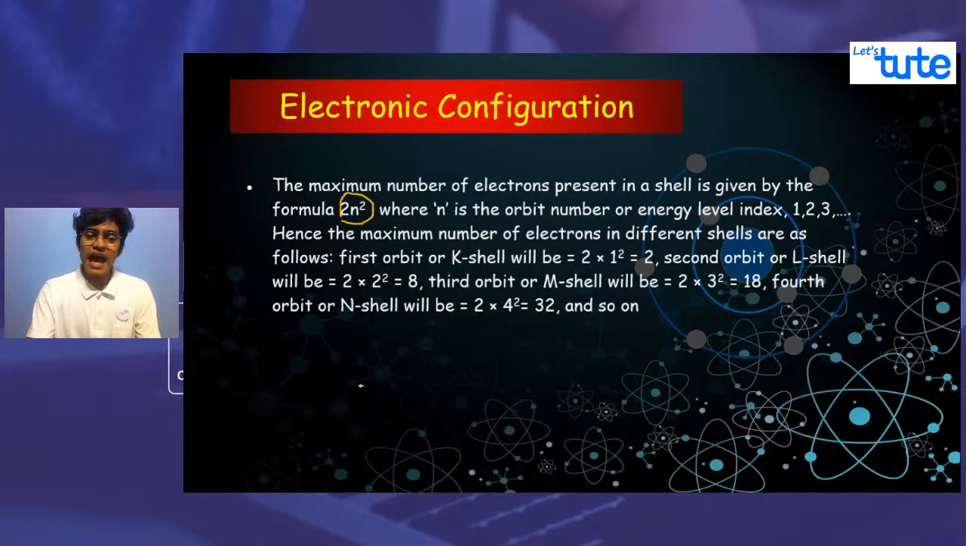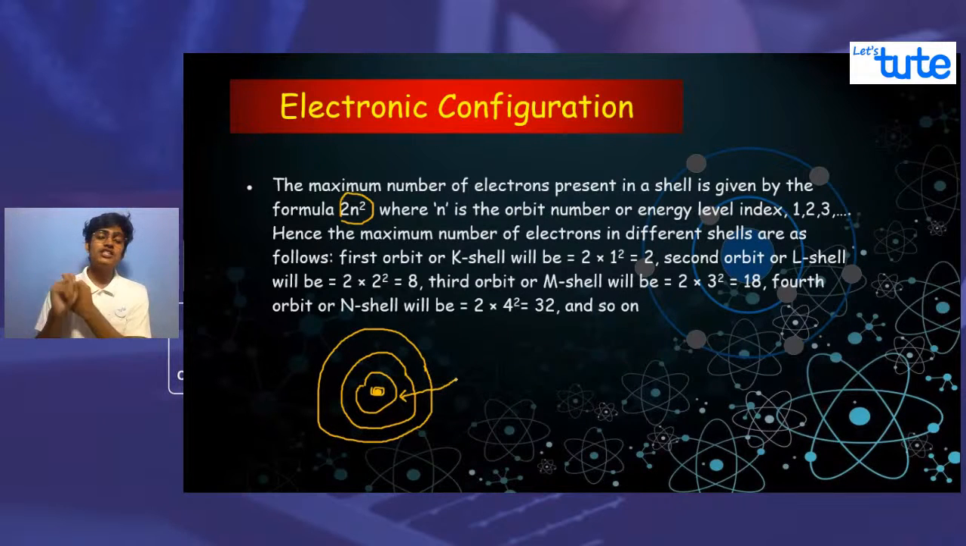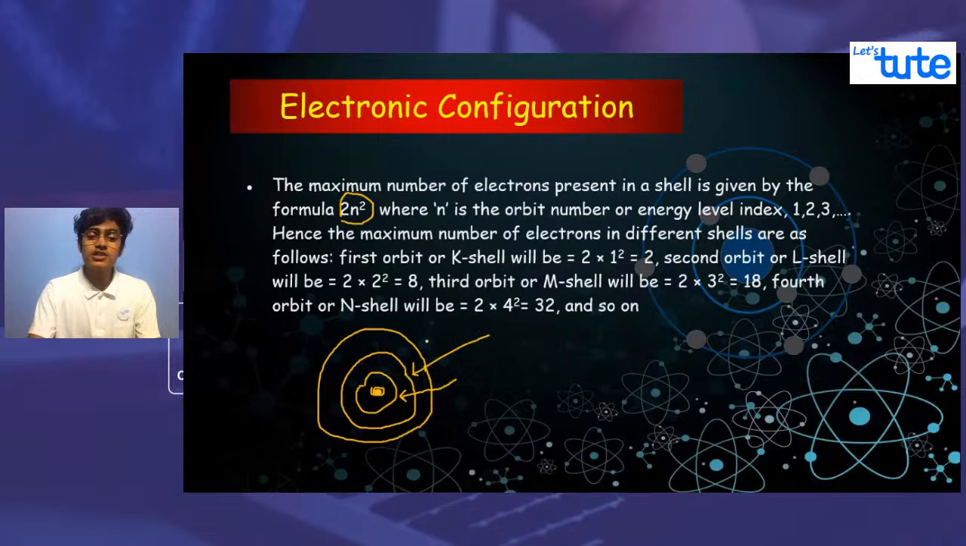For example, this is the nucleus of the atom. This is the first shell, this is the second shell, this is the third shell. Let's start with the first shell. How many electrons can the first shell hold? The second shell? The third shell? It is given by a particular formula: 2 into n raised to 2, that is 2n square.